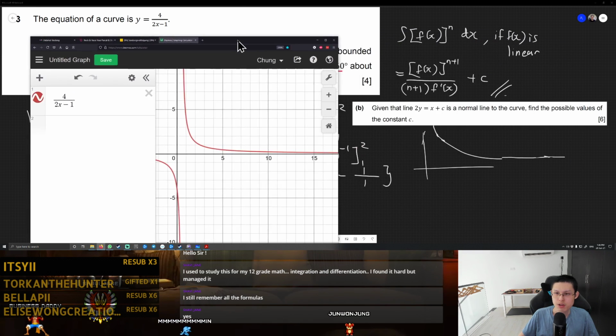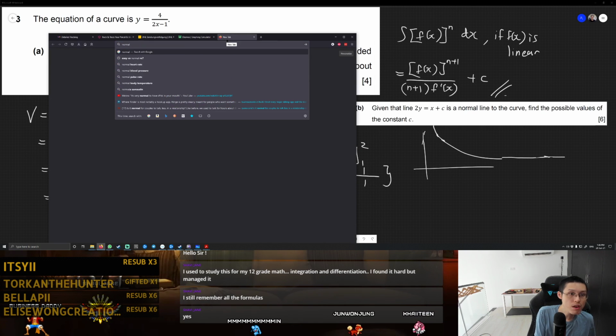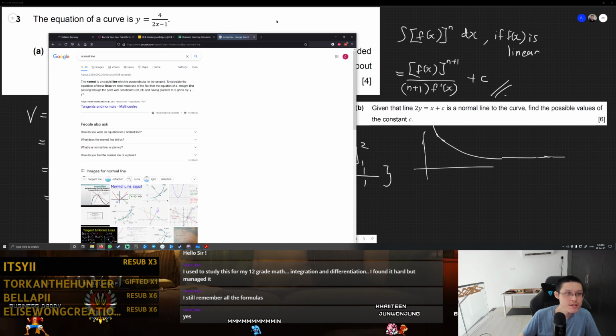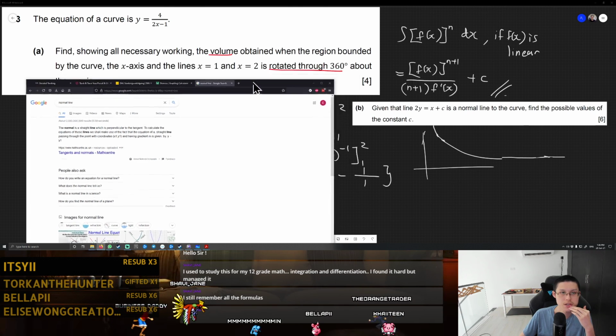Unless there's a definition of the normal line that I'm not familiar with. Hang on. Normal line. Normal straight line which is perpendicular to the tangent. Yeah, but we don't have the equation of the tangent.